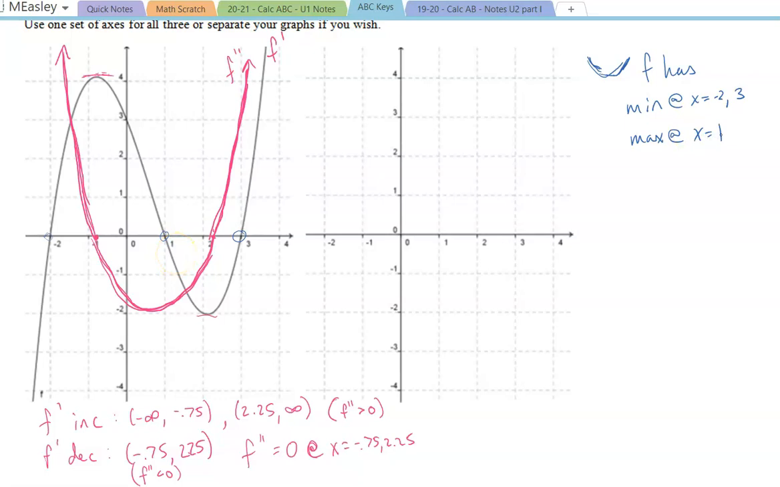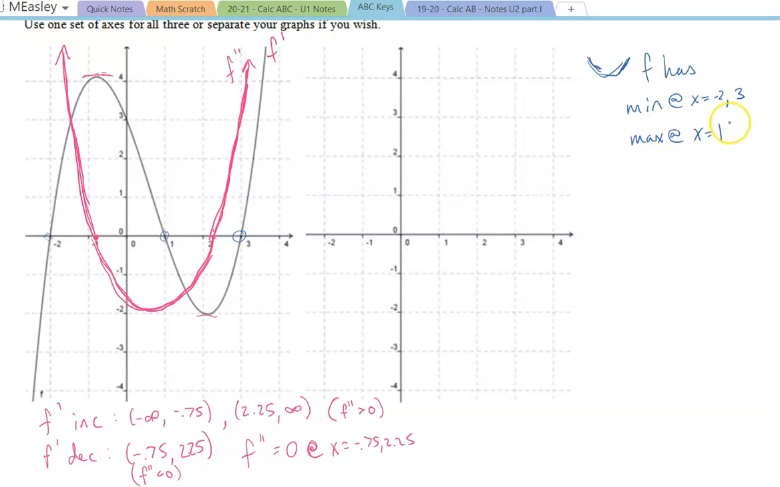And you may notice I'm trying to be very careful about not saying "it." Saying it gets really dangerous when we're talking about multiple functions. f, f prime, and f double prime are each a function. So when we're talking about the relationships between these, we need to be very, very clear about which function we're referring to. So I'm trying to be very careful about saying f has a min because f prime is changing from negative to positive, etc.